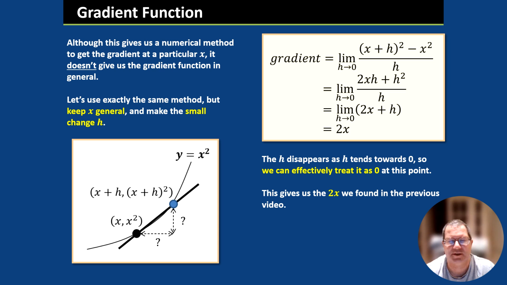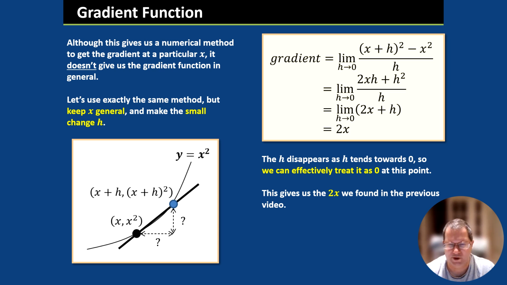So let's use exactly the same method, but this time we'll keep x general and make the small change equal to h. So in the diagram at the bottom left, we've got the curve y equals x squared. And if we start off with our points using x, y will be x squared. And if we add on this small change h, the x value will be x plus h and the y value will be the square of x plus h.